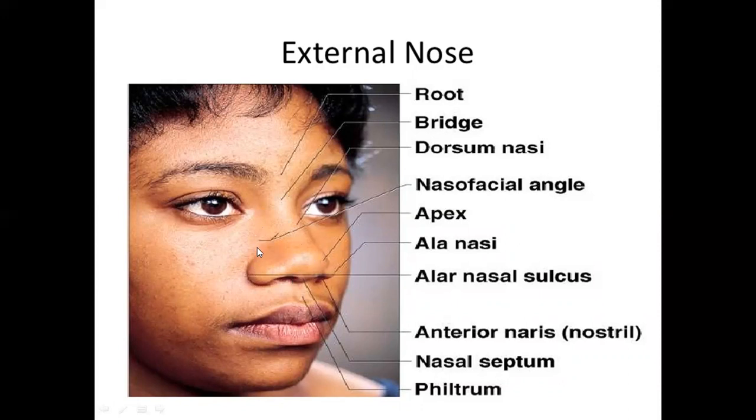This is the alar nasal sulcus. These folds are the alar nasal sulcus. This is the nasofacial angle, and these are the anterior nares. Sorry, this is the septum of the nose, and this is the columella, and this is the philtrum of the lip.